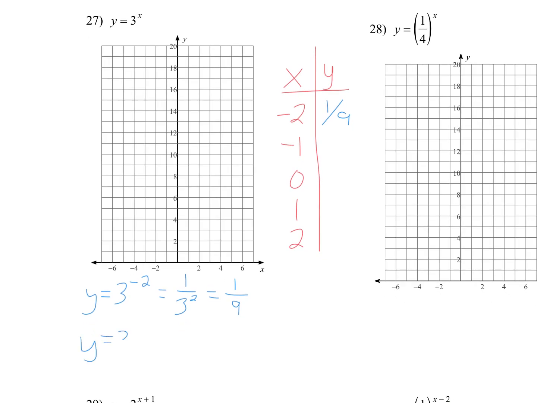So then if I plug in -1, again, can we have negative exponents? No. So we have 1 over 3 to the first, which is just 1 over 3. Again, anything to the 0 power is 1. And then 3 to the first power is 3. 3 to the second is 9. So then last thing you have to do is just go plot those on the graph.